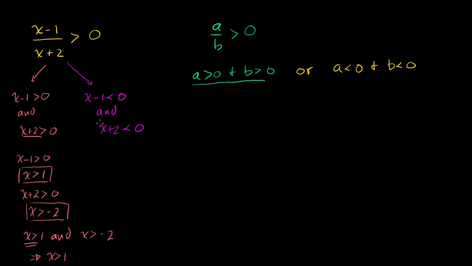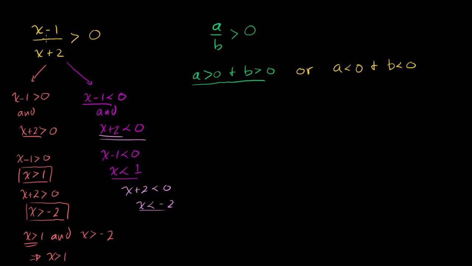If x minus 1 is less than 0, if we add 1 to both sides, that's the same thing as saying that x is less than 1. So that constraint boils down to that constraint. Now this constraint, x plus 2 is less than 0. If we subtract 2 from both sides, we get x is less than minus 2.